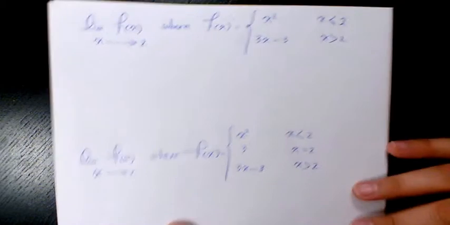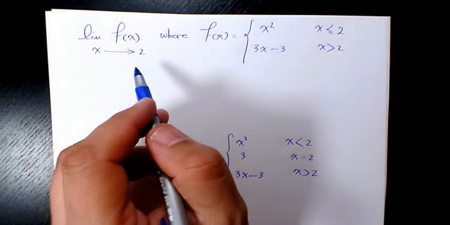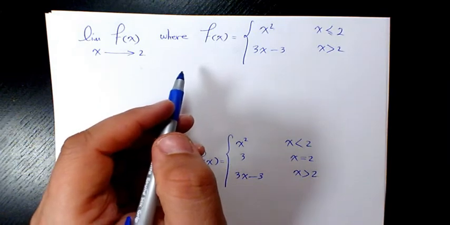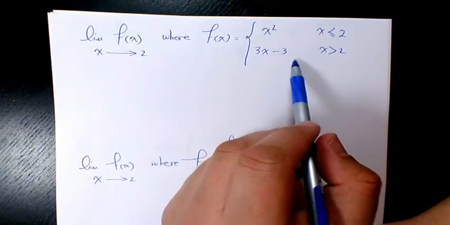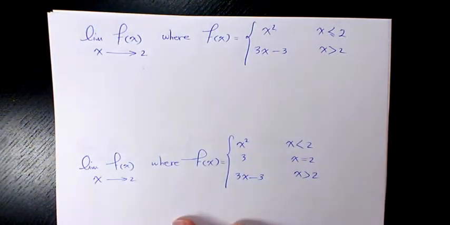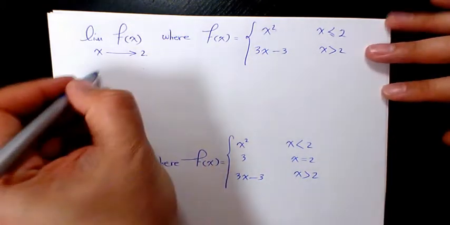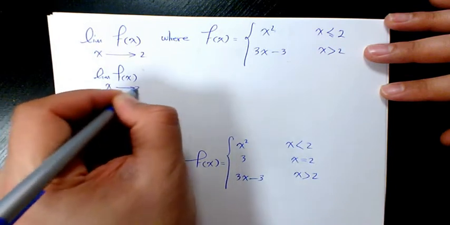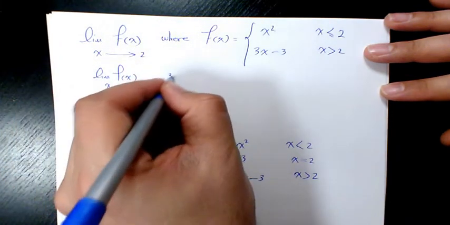Next example, limit of f of x when x is approaching 2. For x values greater than 2, f of x is 3x minus 3. When x is equal to or less than 2, f of x is x squared. So the limit of f of x when x is approaching 2 plus is going to be 3x minus 3.